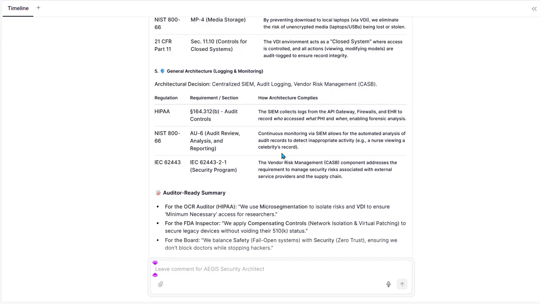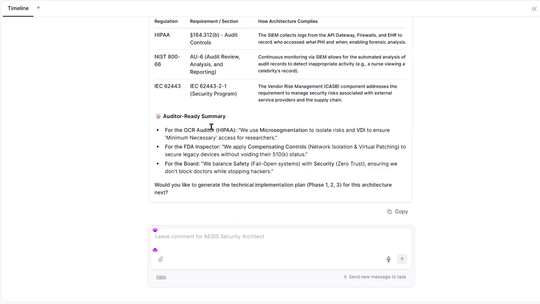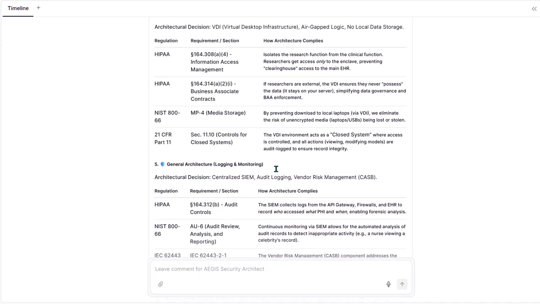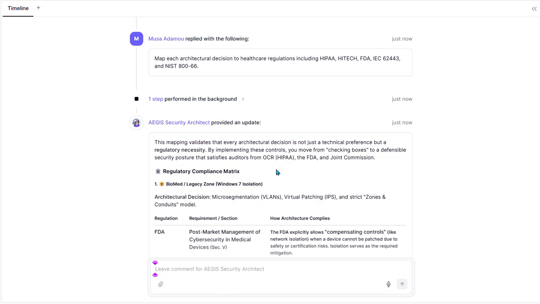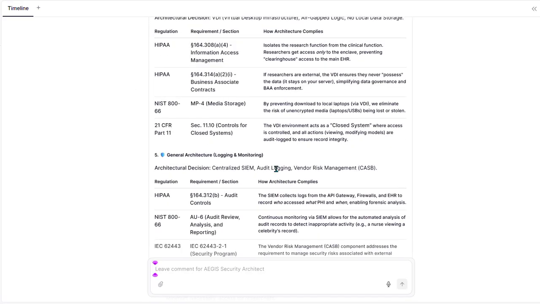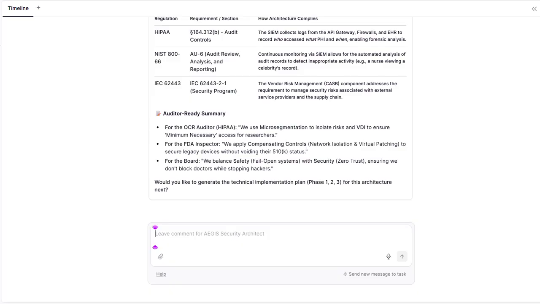And lastly, he gave us general architecture logic and monitoring. He gave us all this, each of them explained how it applies, and he gave us a little summary. Now we can confirm that this agent can help map actual decisions to healthcare regulations when asked to do so. Even when not asked to do so, it can proactively produce that. So let's go to our next question. Our next question will be: demonstrate zero trust applied specifically to a multi-hospital clinical environment.